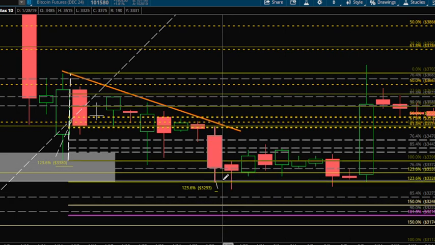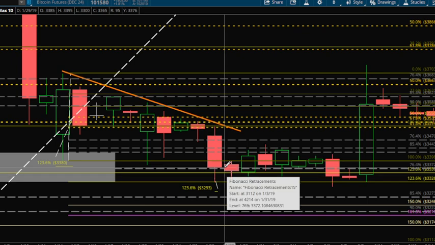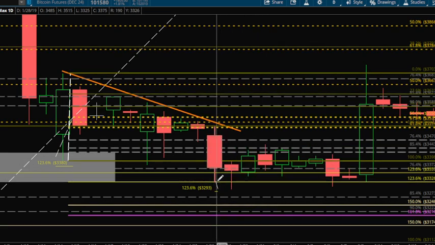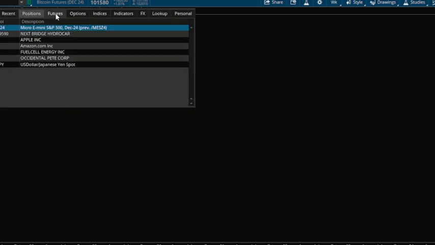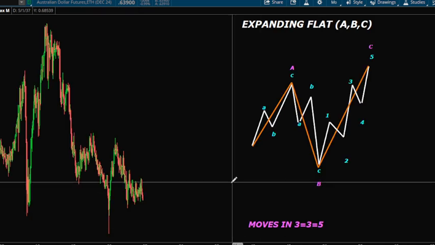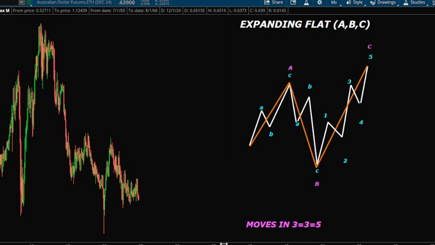And I've stressed it over and over in the videos until people start figuring out that this is an ABC expanding flat, and it shows like this. Okay, so here's our expanding flat.